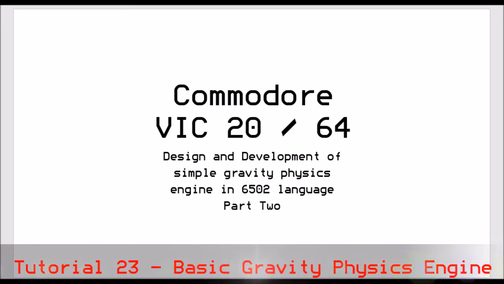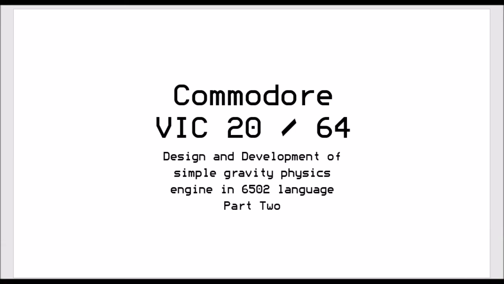Hello, John here again with part two of designing and developing a simple gravity physics engine in assembly. As I showed you in part one, we were just building a very simple engine that worked out the height an object would be under the gravity conditions and the vertical velocity conditions.